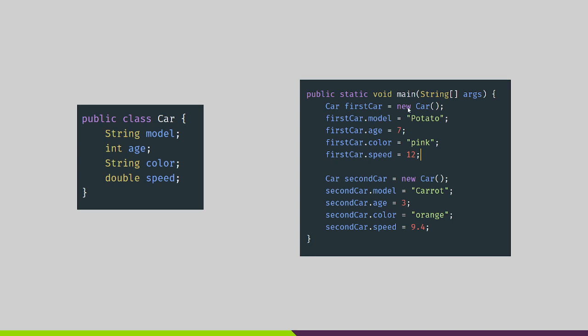You can see the first car is a potato model. That's 7 age, pink color, and its speed is 12. But the second car has the model name of a carrot. Its age is 3, its color is orange, and its speed is 9.4. Because speed is a double, you see that we can use both 12 and 9.4.